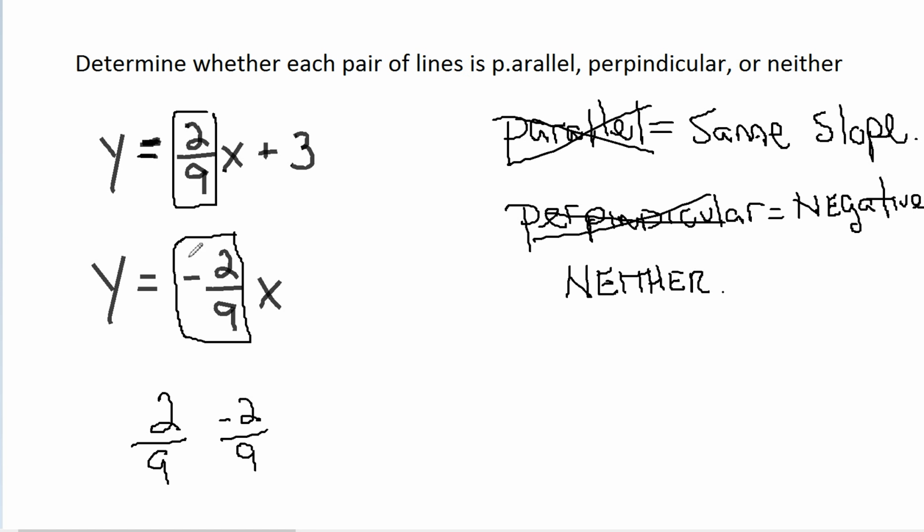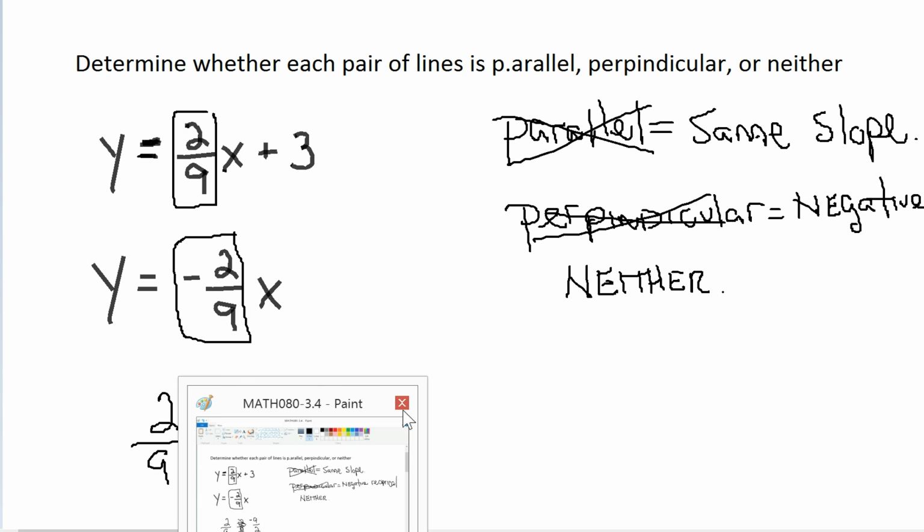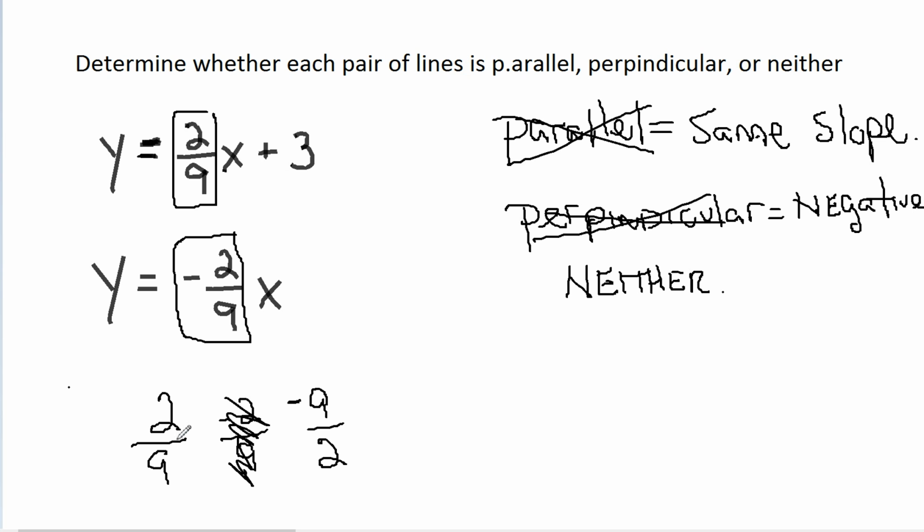Let's talk about this slope here. If this is 2 over 9, then what reciprocal would make a line perpendicular? If this is 2 over 9, the reciprocal line would have to have a slope of 9 over 2, and this would have to be negative because this one's already positive. Remember the general rule: they have to multiply to equal negative 1, and they do.